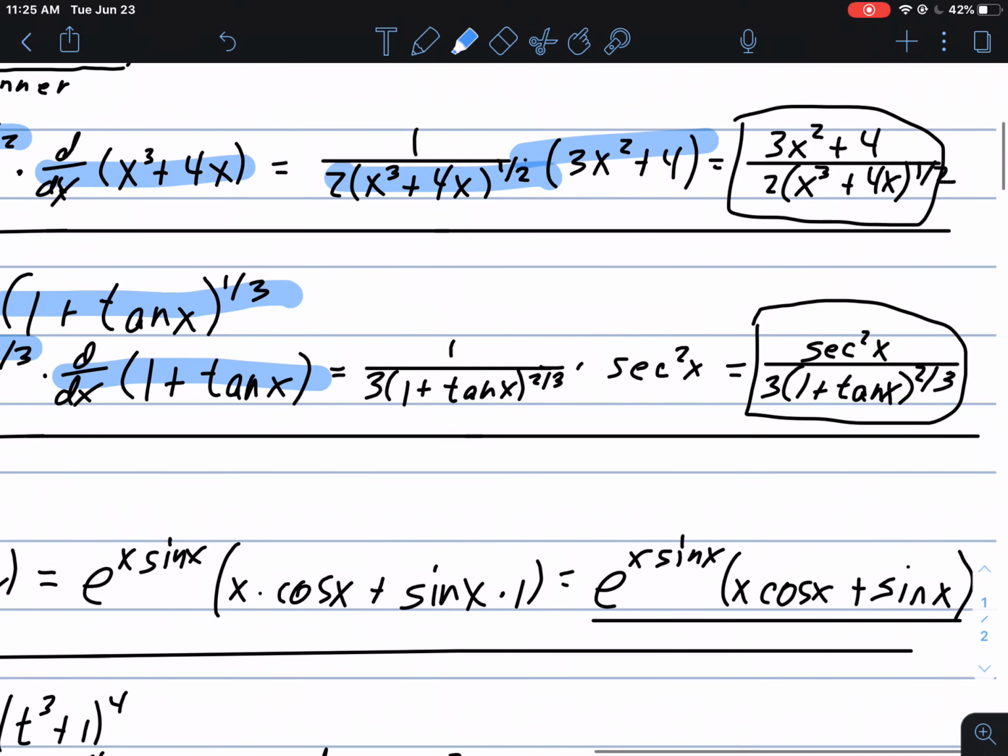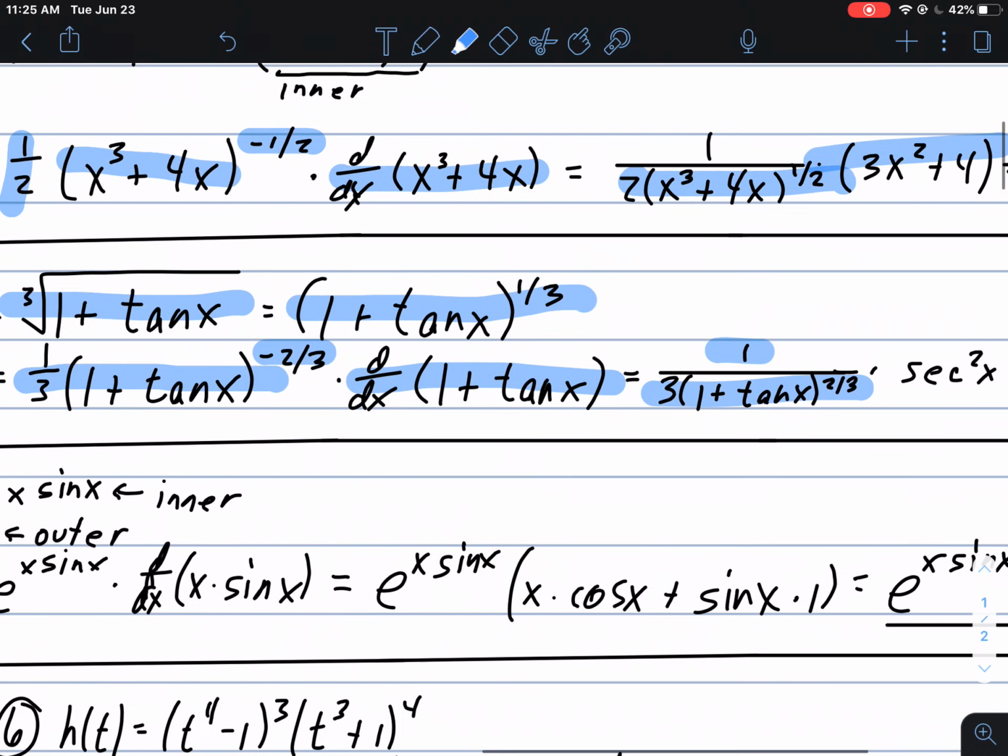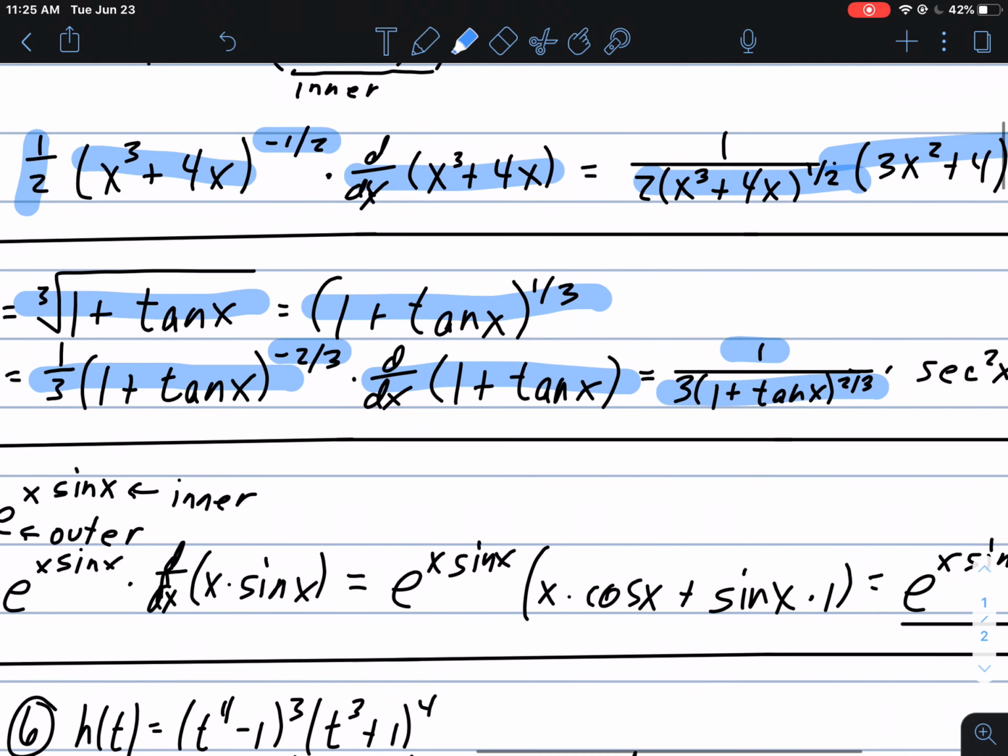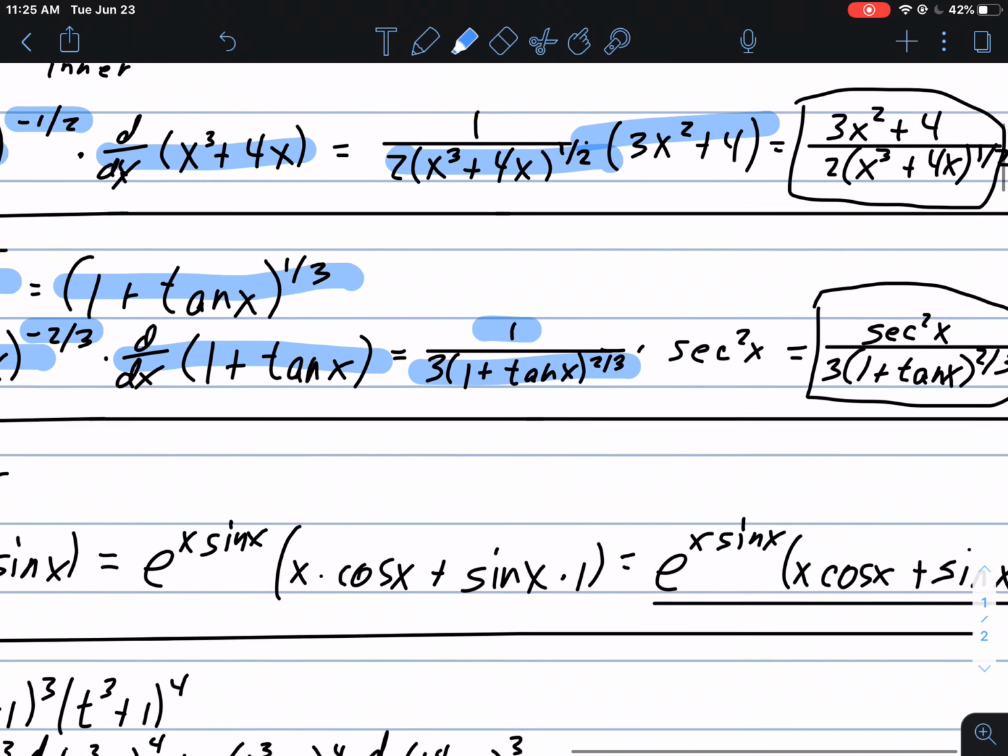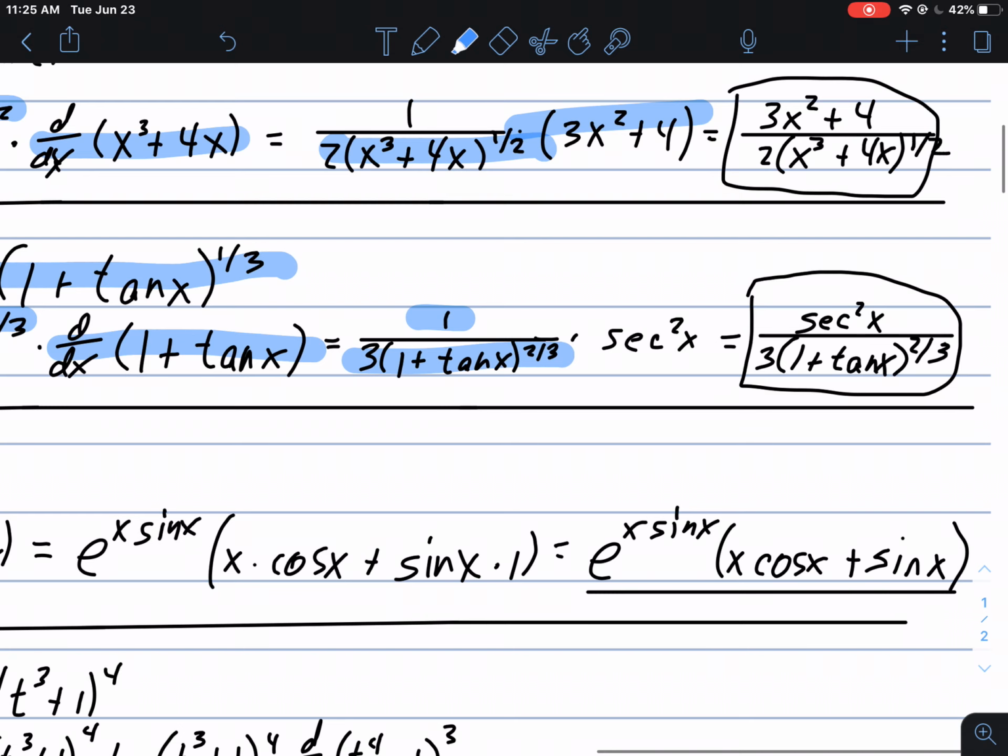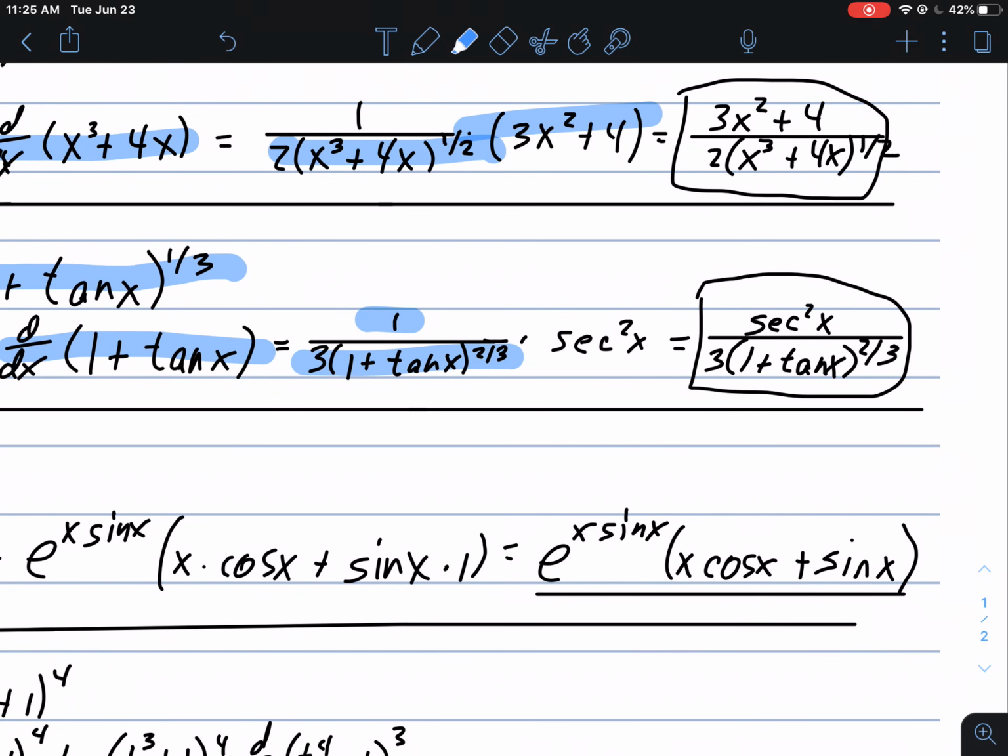And so then again, I just rewrote this with a positive exponent. So I've got the 1 over 3 times 1 plus tan x to the 2/3. So just rewriting, dropping that to the denominator. And then times the derivative of 1 plus tan x. Remember, the derivative of 1 is 0, right? Derivative of a constant is 0. Plus the derivative of tangent. The derivative of tangent we saw was secant squared.